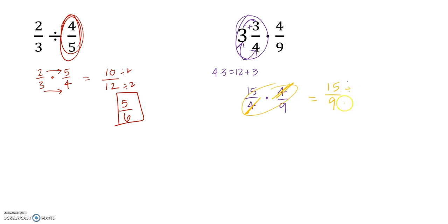And then reduce it. They are both evenly divisible by 3. And you're left with 5/3.